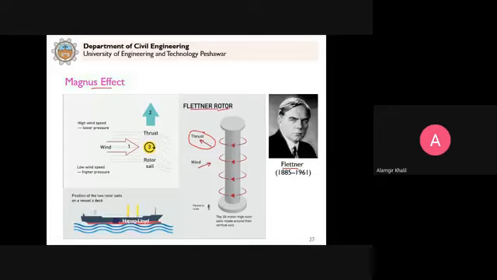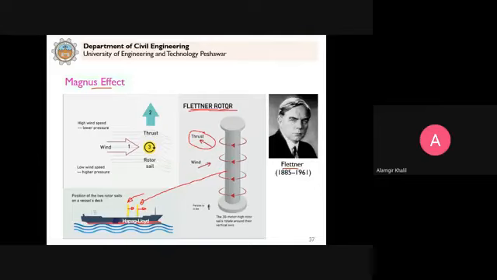For example, here you see that these rotors are provided in the ship, and if these are rotated and the wind is blowing across the ship, it will push the ship in the forward direction. So it can be economical, rather than using an engine and fuel to push these large ships, boats, etc. We can use this concept, wind is blowing, and this was known as the Flettner rotor.